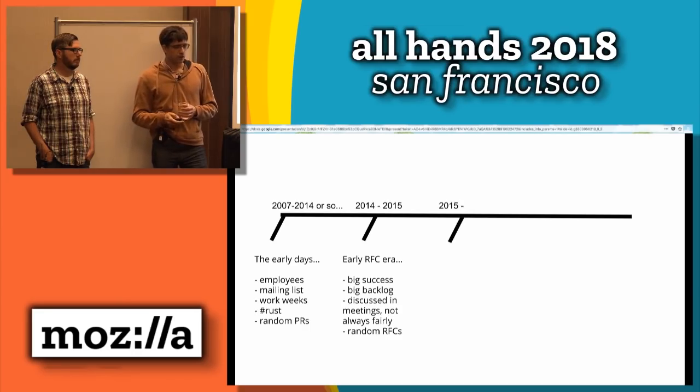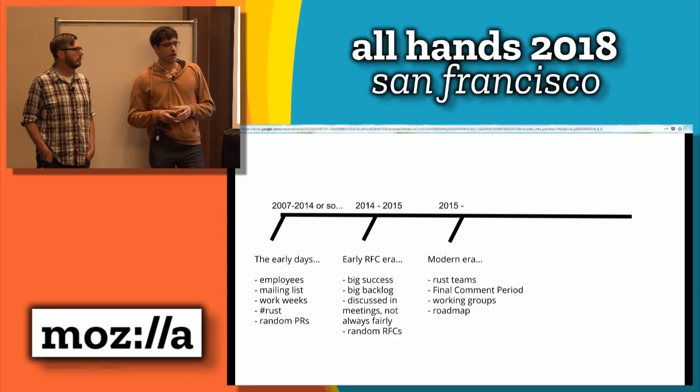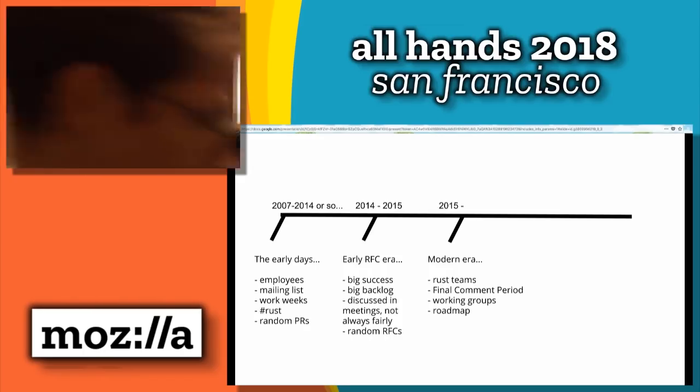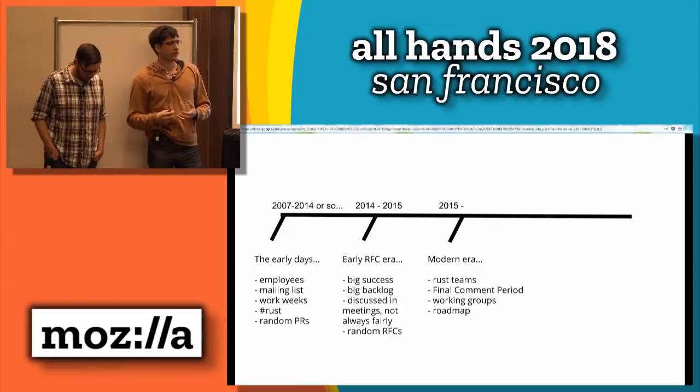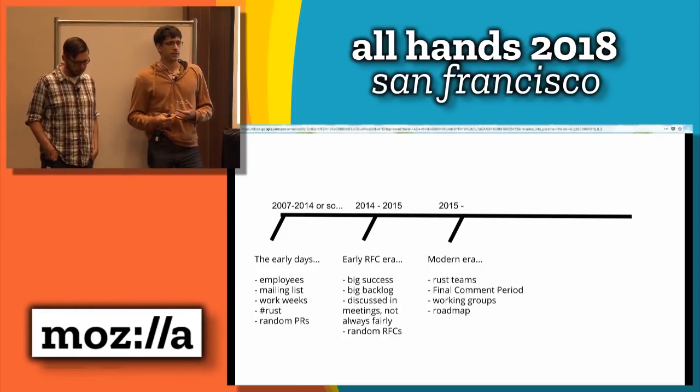So we moved over time to more and more of a process. For example, we introduced Rust teams, which are essentially growing the leadership tremendously so that we can keep up with more RFCs and we can have more input, going way beyond employees to just people who have been working in the project for a long time and had accumulated a lot of wisdom. And we introduced things like final comment periods. We'll talk about some of the details here later.